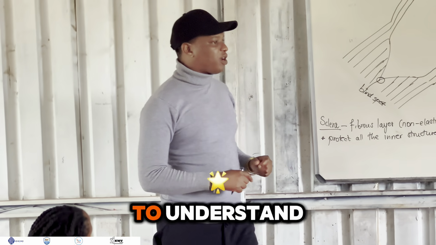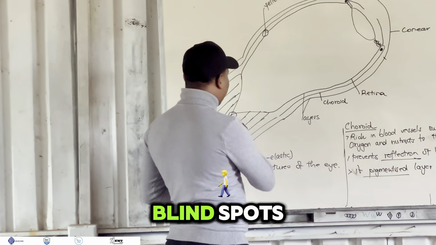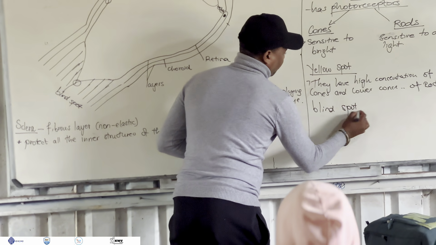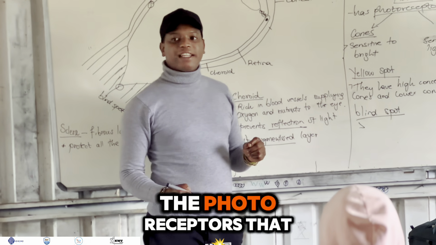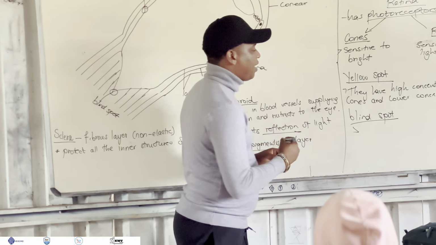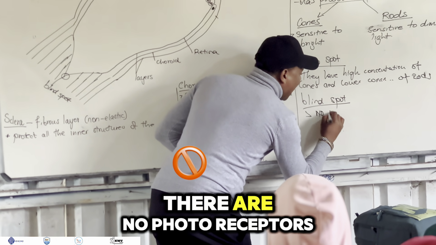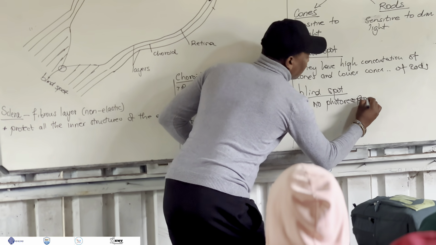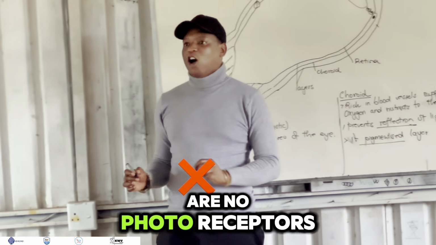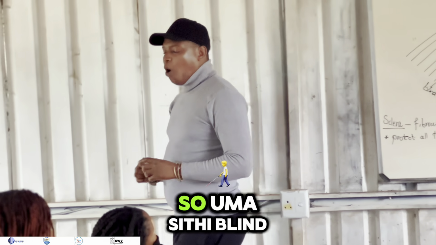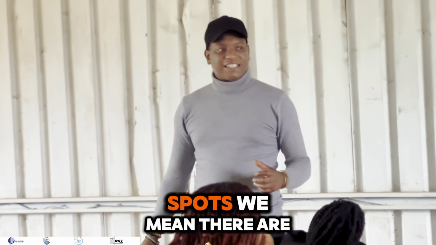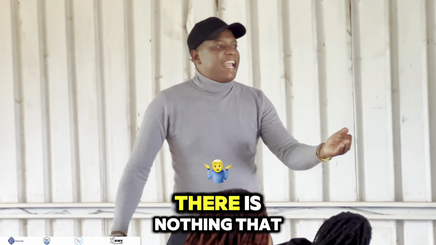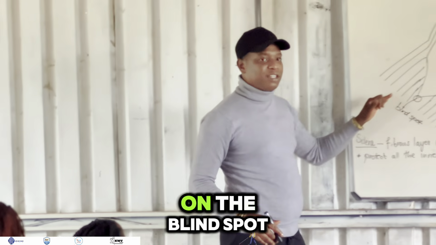Now, what else do you need to understand? When you're looking at the blind spot, we want to check the photoreceptors found there. In the blind spot, there are no photoreceptors. So when we say blind spot, we mean there are no rods, there are no cones. There is nothing that is sensitive to light on the blind spot.